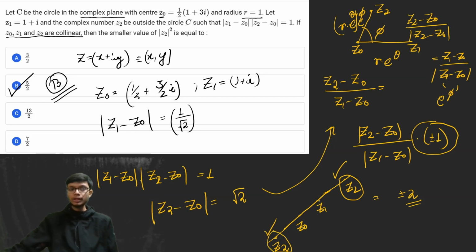So that's why we have to find the smaller value. The question is saying to find both the z2, and then once you find both the z2, find the modulus value of z2, and whichever of them is smaller, you represent that in the answer. So I hope this particular problem was clear. All right, that's a fairly simple problem.